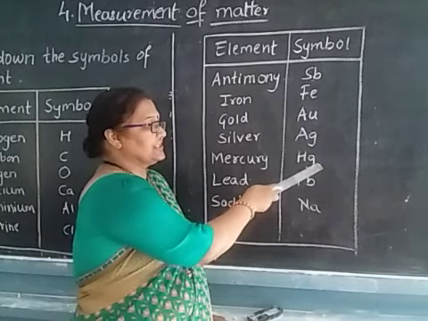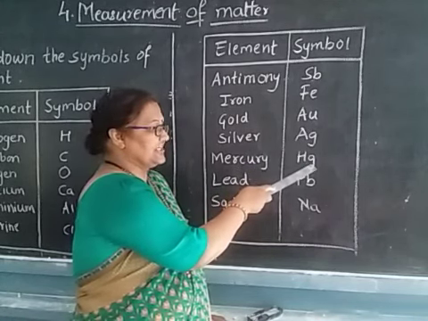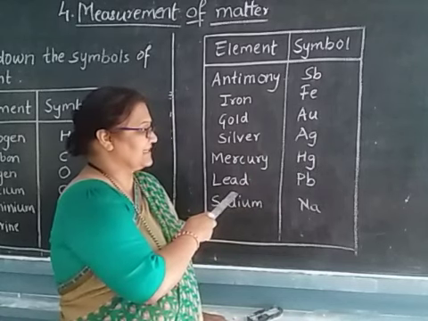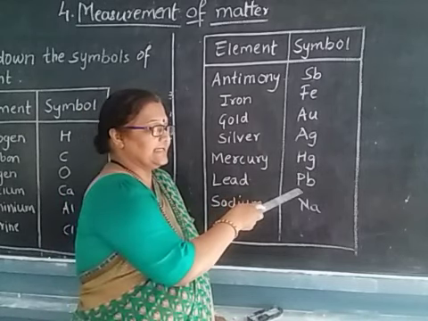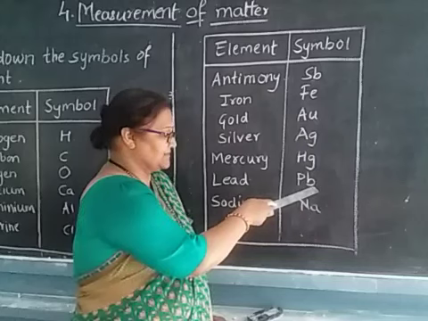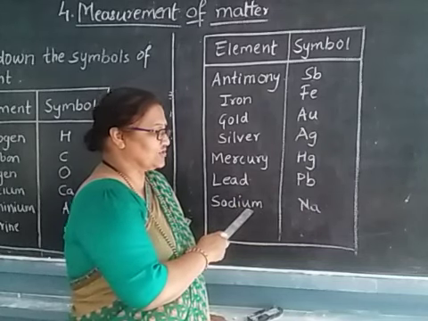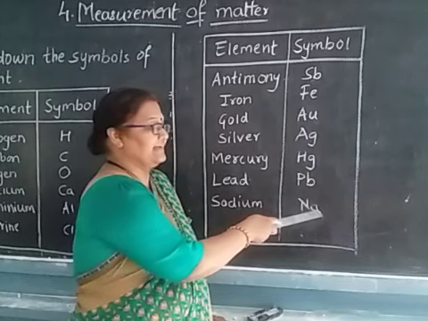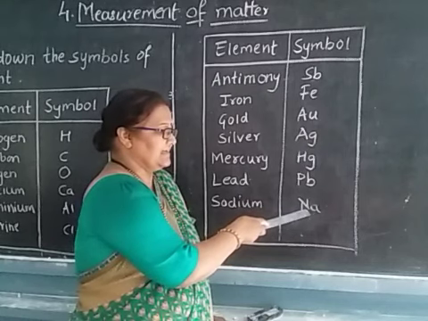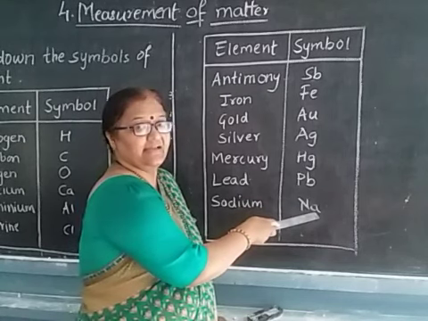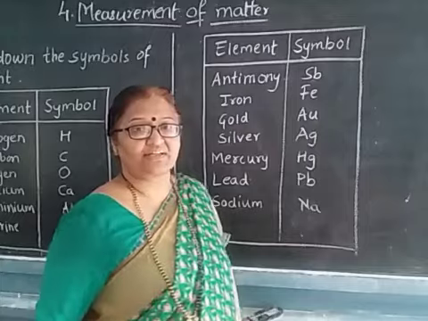Mercury, Hg, where H is capital, G is small. Then the next one, lead, where P is capital and B is small. Similarly that of sodium, it is written as Na, that is N is capital and A is small. This way the symbols are written.